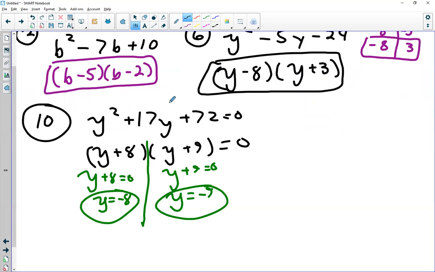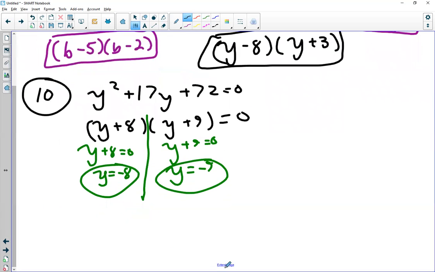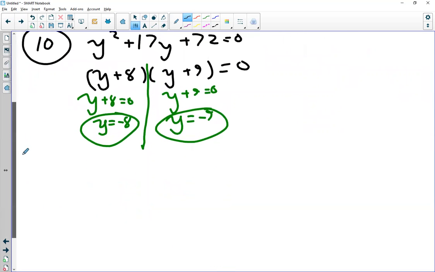Now, let's talk about something. When it doesn't equal 0, what are we gonna do? We just make it equal 0. Yeah, we're gonna make it equal 0. So let's do number 25.